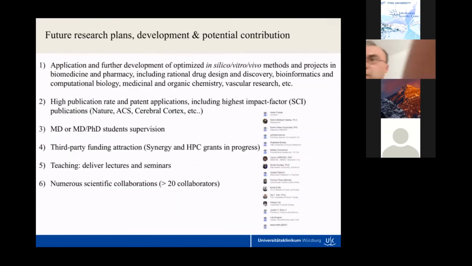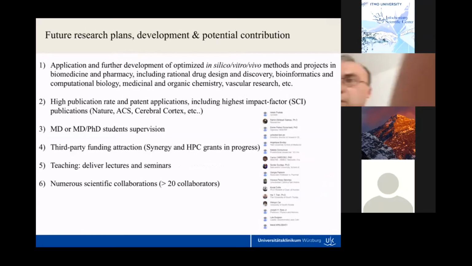So, the future plans, development and potential contribution. First of all, we are still going through many projects, many collaborations in drug design, discovery, bioinformatics, computational chemistry, organic chemistry, infochemistry, biomedicine, vascular research. These are multi-international, multidisciplinary projects, and we have a lot of collaborators. Some of our collaborators are shown here, but they are not all. Right now we have about 50 collaborators from different countries.